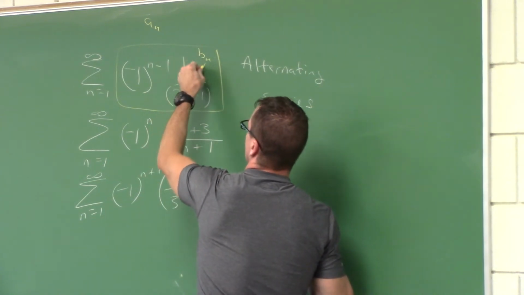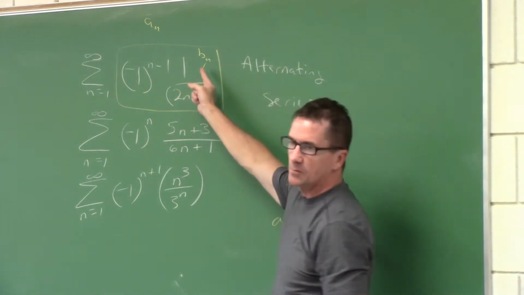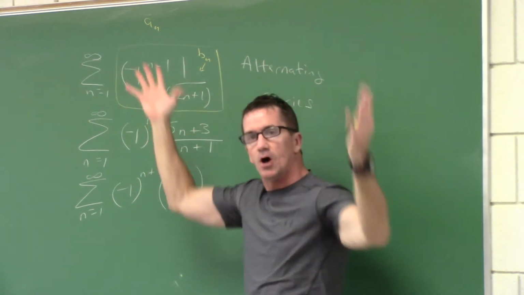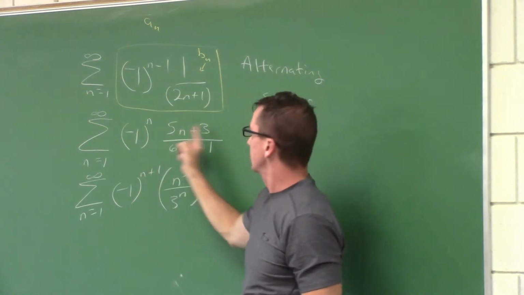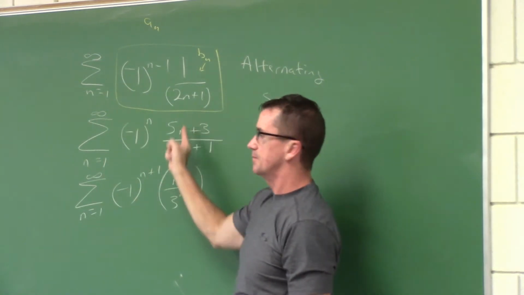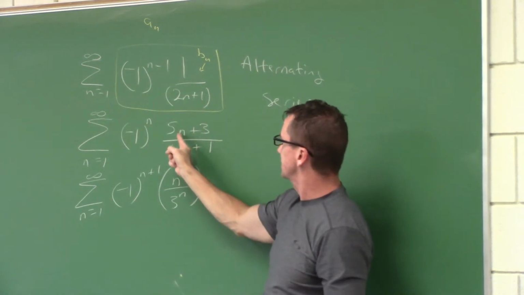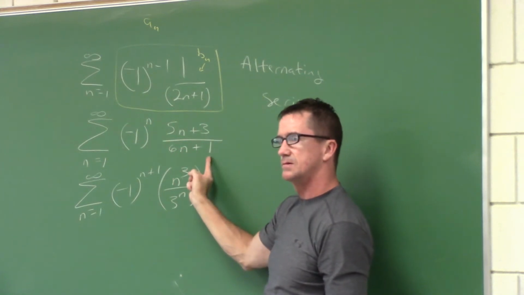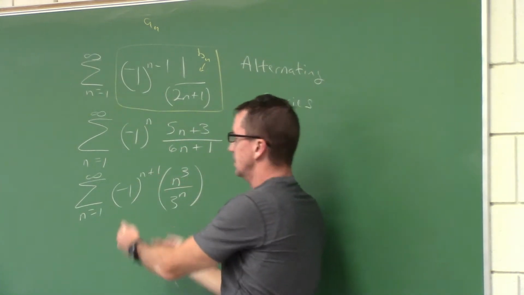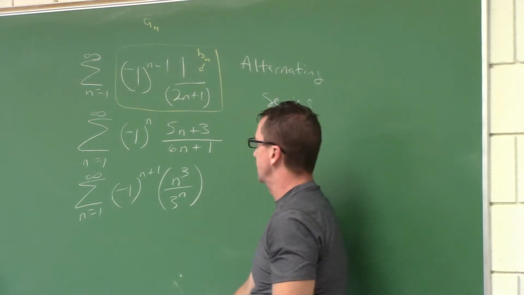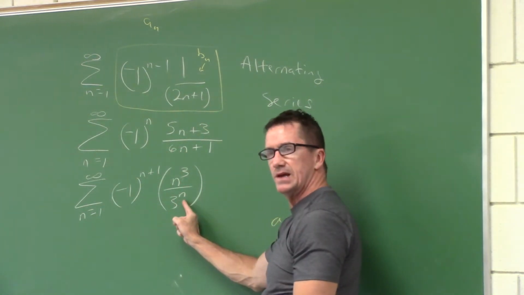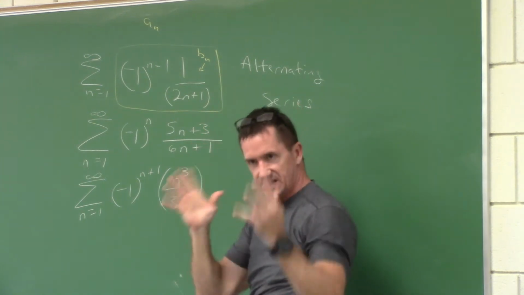So this 1 over (2n+1) will be b sub n, but a sub n will also include the (-1)^(n-1). Same thing here: all this will be a sub n, but let's refer to b sub n as (5n+3) over (6n+1). Or in this example, all this right here we'll think of as the sequence a sub n, but just n^3 over 3^n we'll refer to as b sub n.